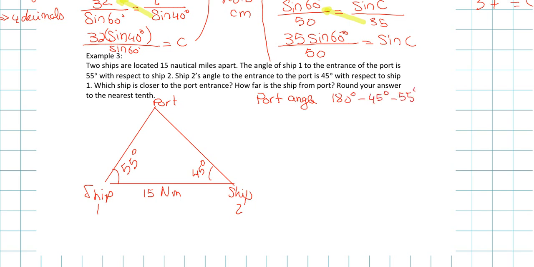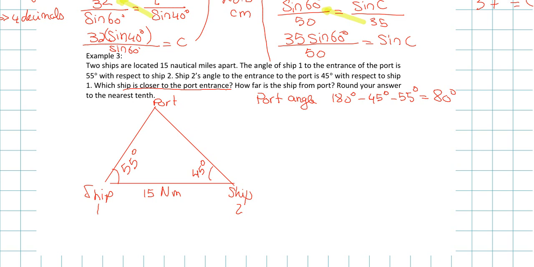Now the question is asking you which ship is closer to the port entrance. So what do you need to find? I need to find both sides. So I have to solve the question twice. Can you give me an answer without solving? Just can you tell me which one would be closer? Ship 1 has the angle, the opposite. Yeah, ship 1.